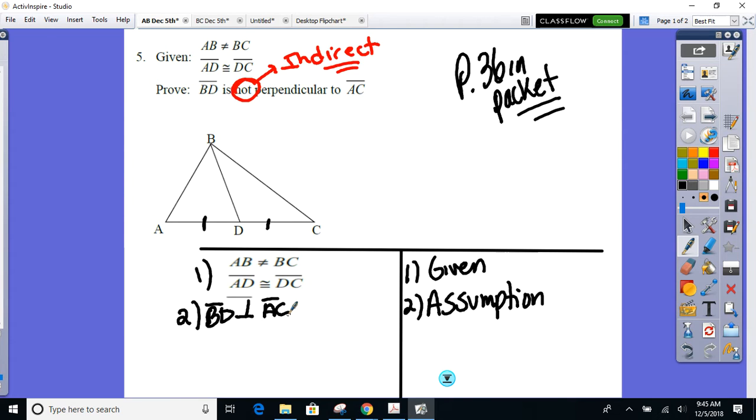So what can I put on my diagram if BD and AC are perpendicular? I can put right angles there. I know it doesn't look like it. That's part of the proof. But at least I can put the right angles there.